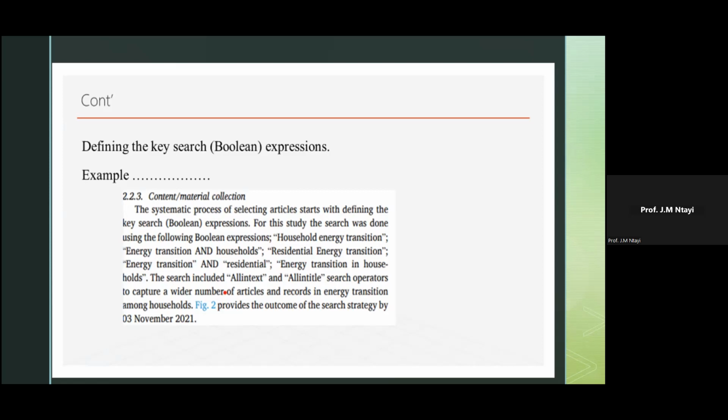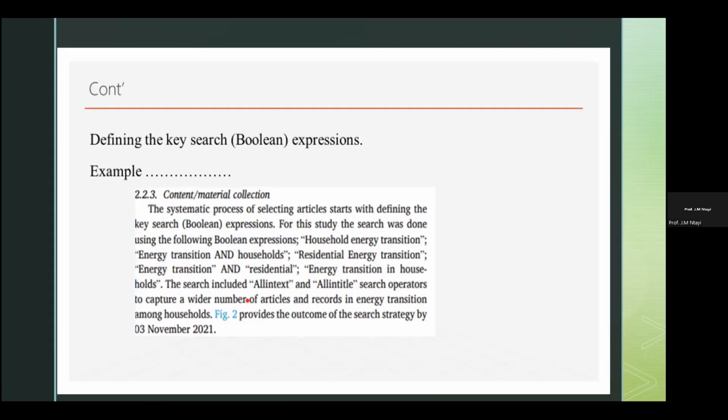So we put household energy transition in Emerald. Then we do the same in Science Direct. We do the same in Google Scholar. Why are we repeating this? We think that there are possibly some articles that are in Google Scholar and they are not in Emerald. And so for us to be sure that we have exhausted what we want to get, we are putting this in all these different databases that we have selected. Once we are done with that, then we move to the next search term: energy transition and households.